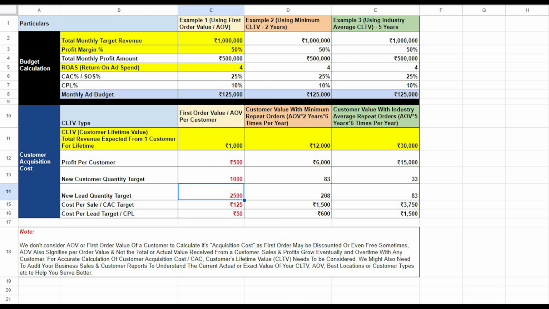So let's see an example here. Let's assume a few figures, a practical one actually. Suppose you have a revenue target of 10 lakh rupees per month. Considering your profit margins, 40 to 50% of that 10 lakh rupees revenue, and if I consider 50% for the sake of this example, it will be 5 lakhs profit, with 10 lakhs in sales, that is revenue, right?